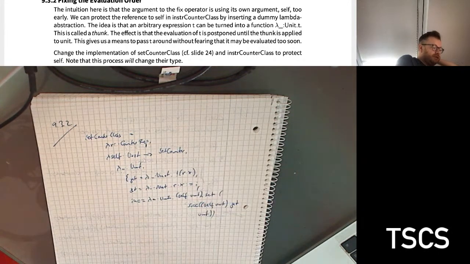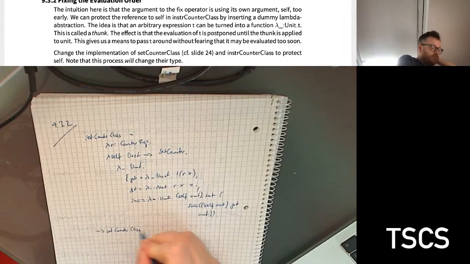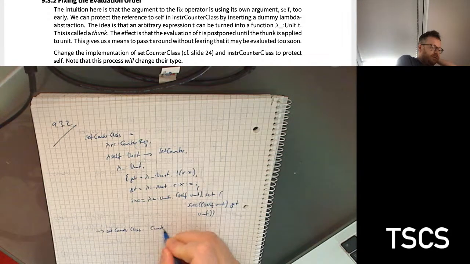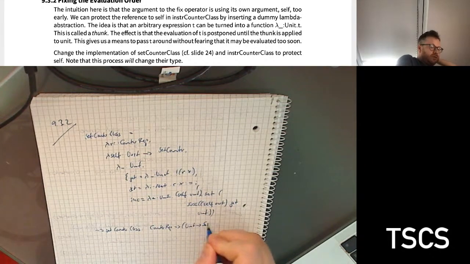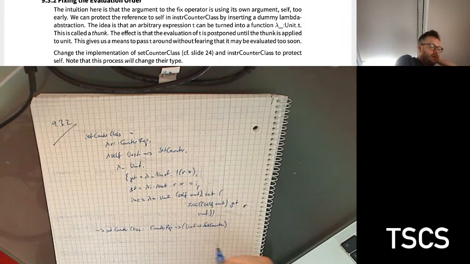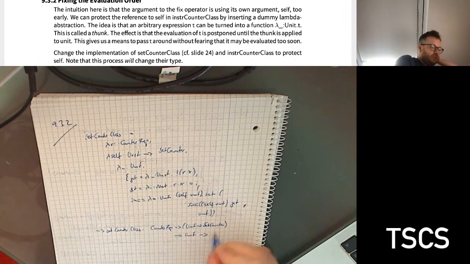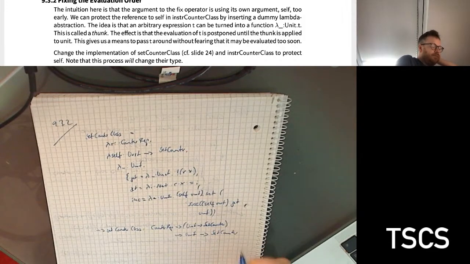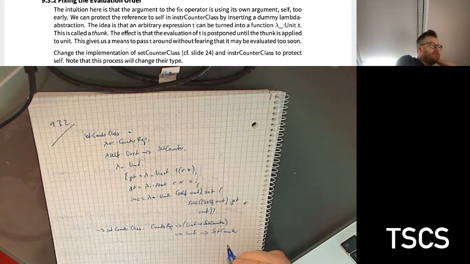So what changed in the type of the whole thing? So set counter class is now, of course, counter rep to unit to set counter. This is the self-reference type here. And this goes to unit, and this goes to set counter again. This is the format that we now have.